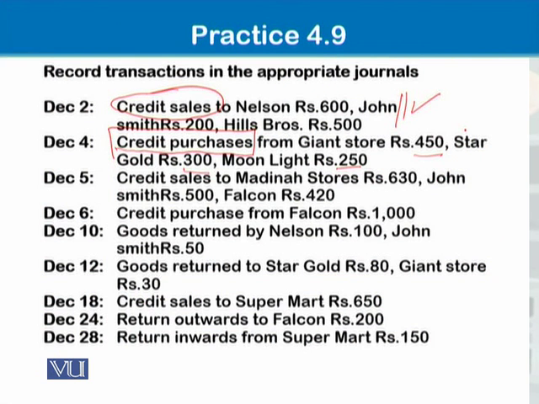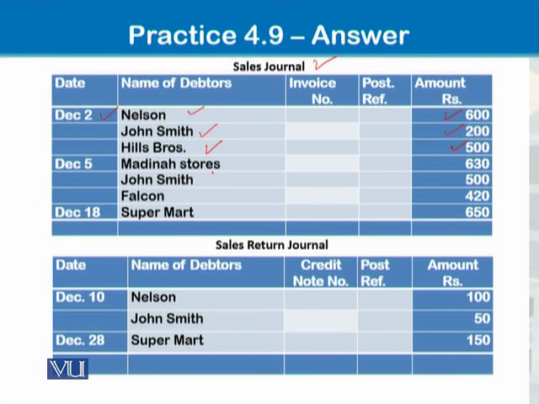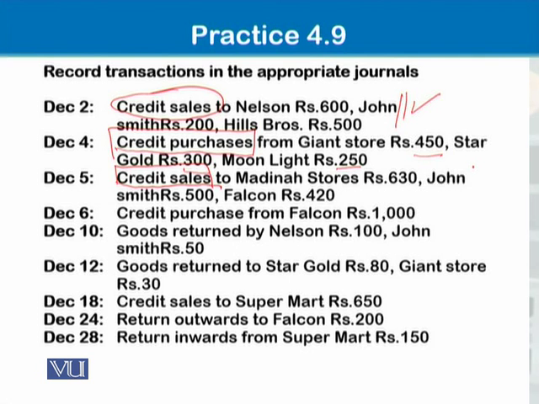Okay. Next comes credit sales to Medina Store, John Smith, and Falcon. So credit sales means it will go to the sales journal. So sales journal, December 5, Medina Store, John Smith, and Falcon, 630, 500, and 420. It's done.